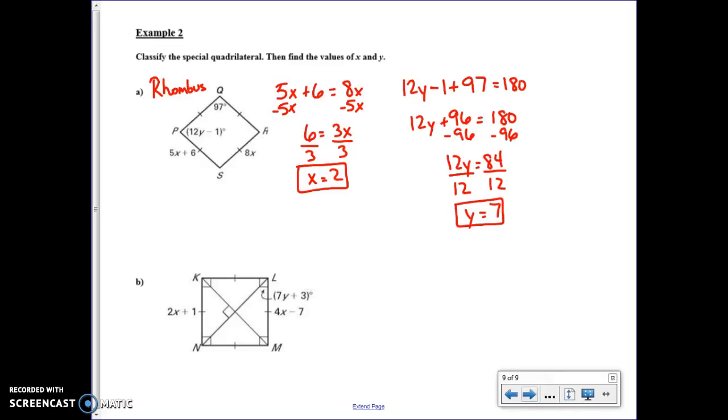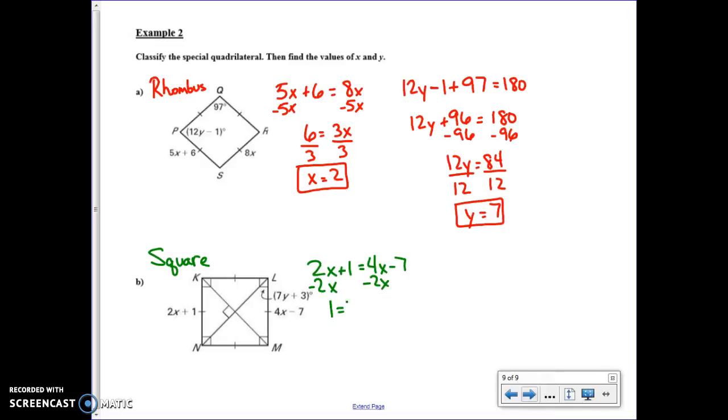Alright, looking at the next picture, I see 4 congruent sides, I see 4 congruent angles. That tells me this is a square. So if I have a square here, then I know that, and those tick marks tell me that I can set those equal to each other. So I have 2x plus 1 equals 4x minus 7. So I'm going to subtract 2x from both sides.